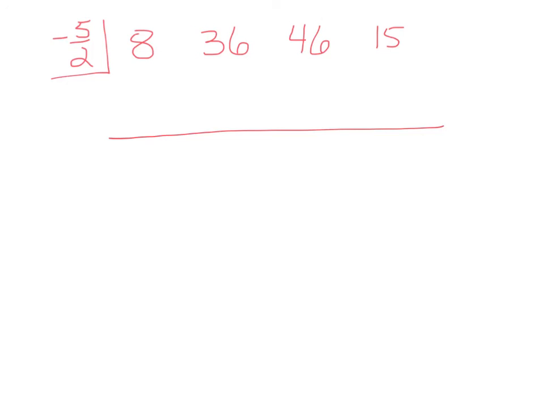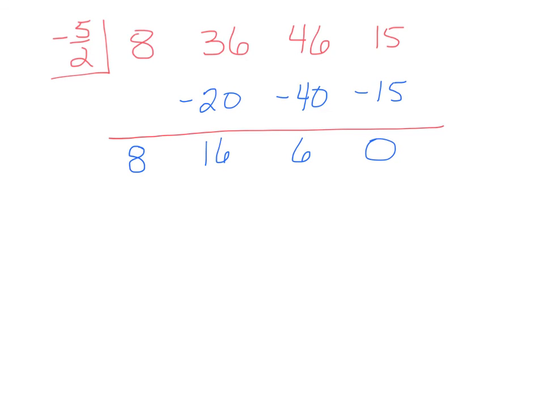So we bring down the first term for an 8, and now we multiply 8 by negative 5 halves, and that would be negative 20. Now we add and get 16 and multiply by negative 5 halves, and that would be negative 40. Now we add and have 6. 6 times negative 5 halves is negative 15, and we have a 0 as our remainder.